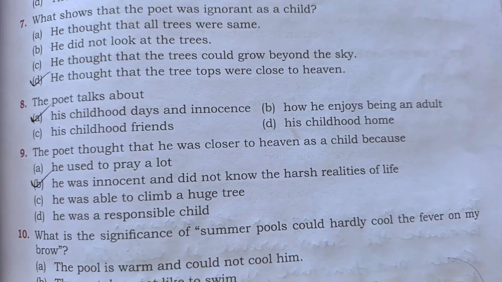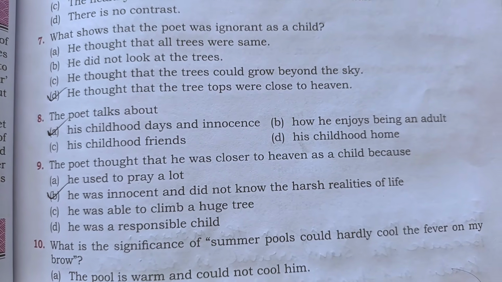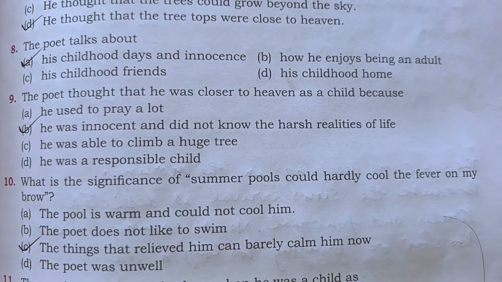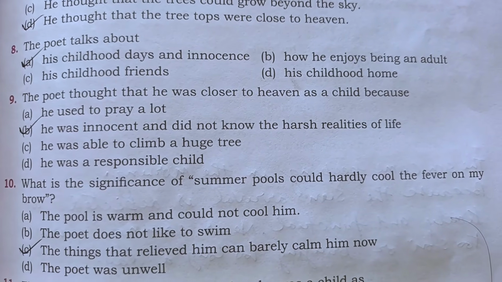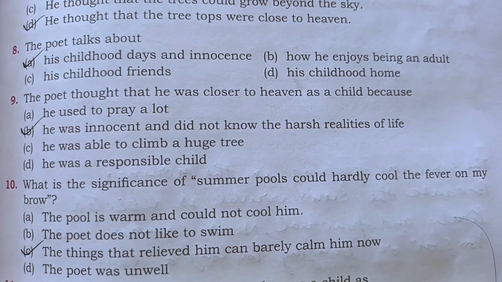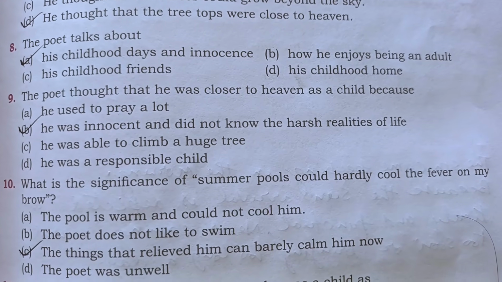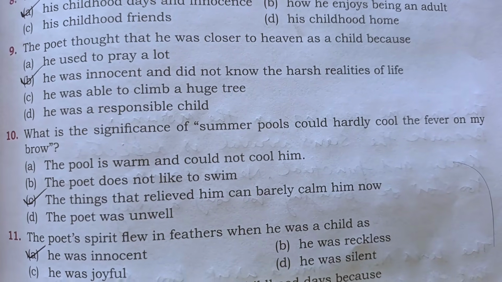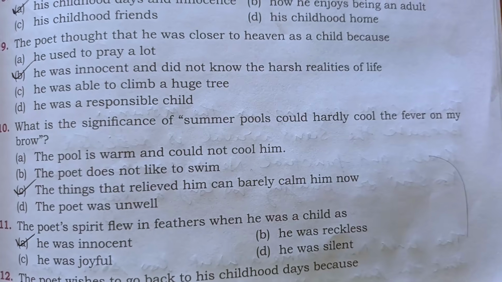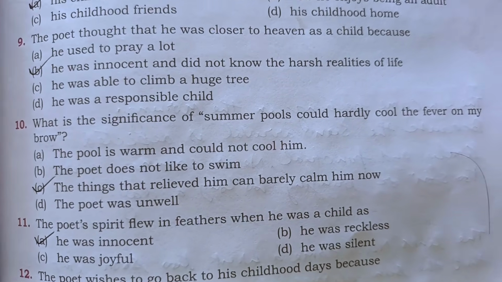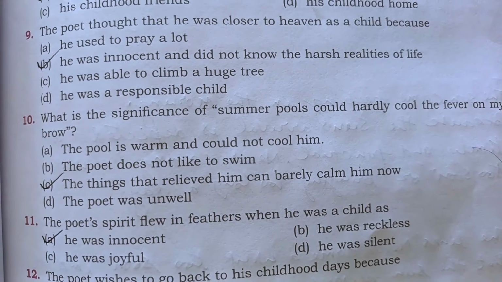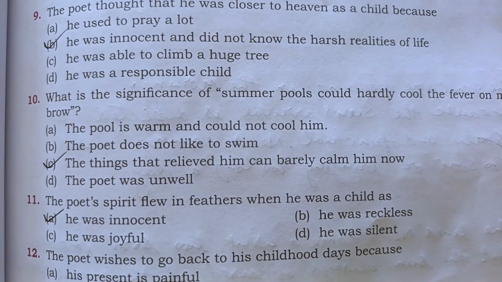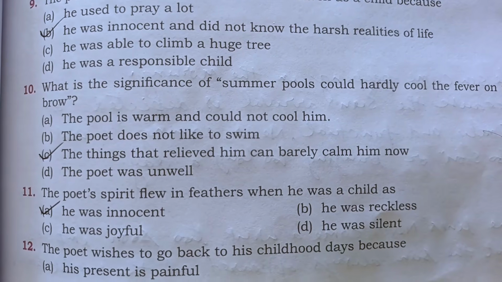Number 8, the poet talks about, option A, his childhood days and innocence. Number 9, the poet thought that he was closer to heaven as a child because, option B is correct, he was innocent and did not know the harsh realities of life. Number 10, what is the significance of summer pools could hardly cool the fever on my brow? Option C is correct, that is, the things that relieved him can barely calm him now.